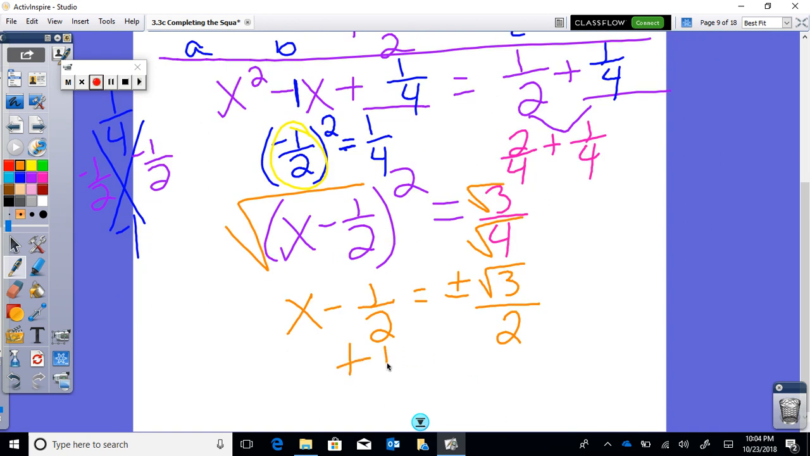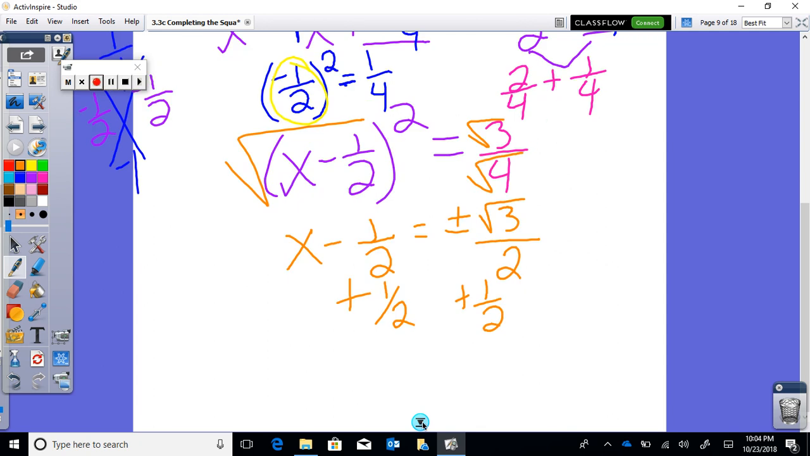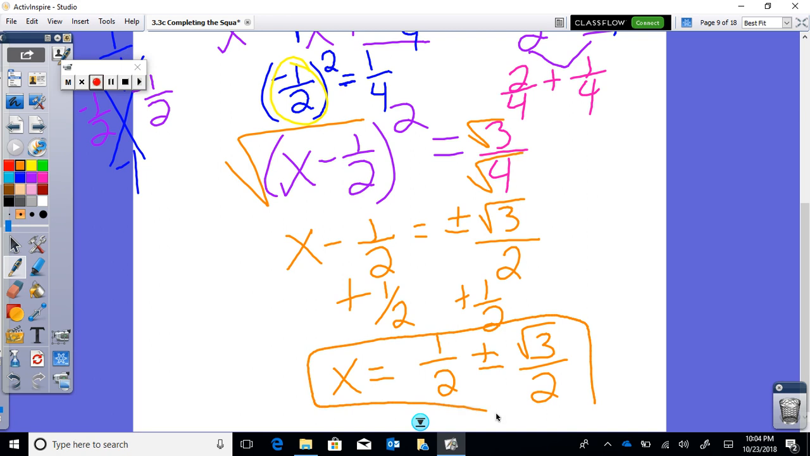Last step would be to add a half to both sides. And that's going to leave you with x equals 1/2 plus or minus the square root of 3 over 2. Since the square root of 3 over 2 is irrational, I'll just add the 1/2 to the front here.